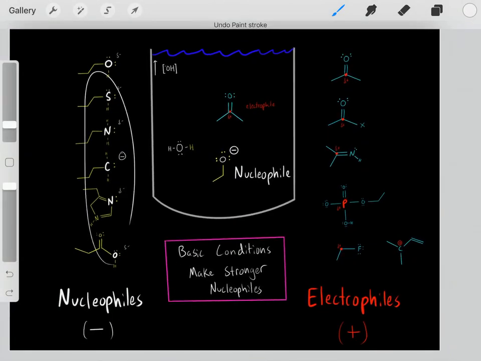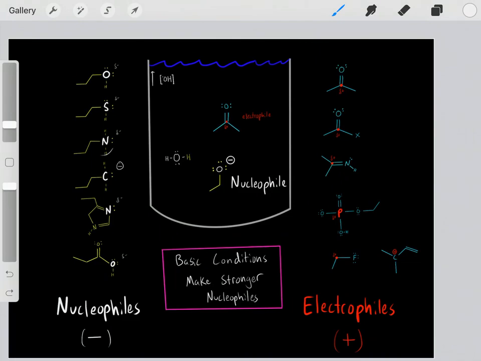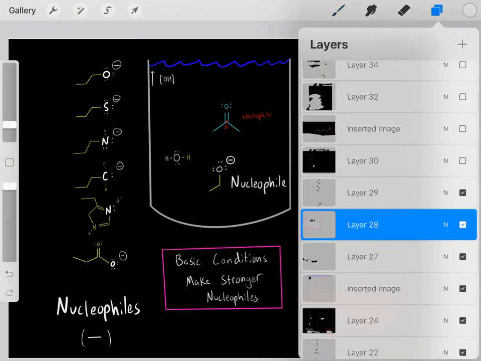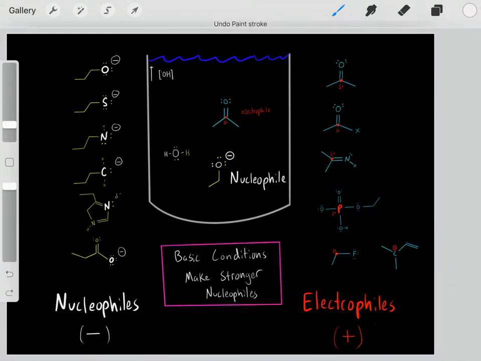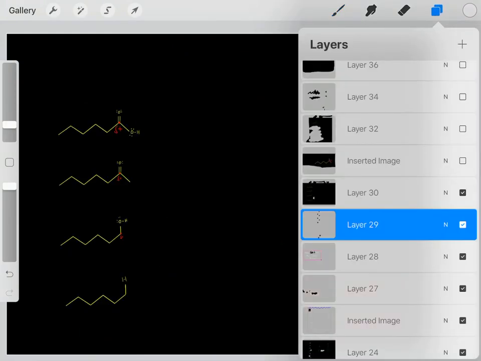Basic conditions create stronger nucleophiles. For example, let's say we had this nucleophile with this partial negative charge. However, if we put it in a basic solution, it's going to deprotonate that hydrogen, forming a formal negative charge of negative 1, creating a stronger nucleophile. So now we have a stronger, more reactive nucleophile. So basic conditions make stronger nucleophiles.